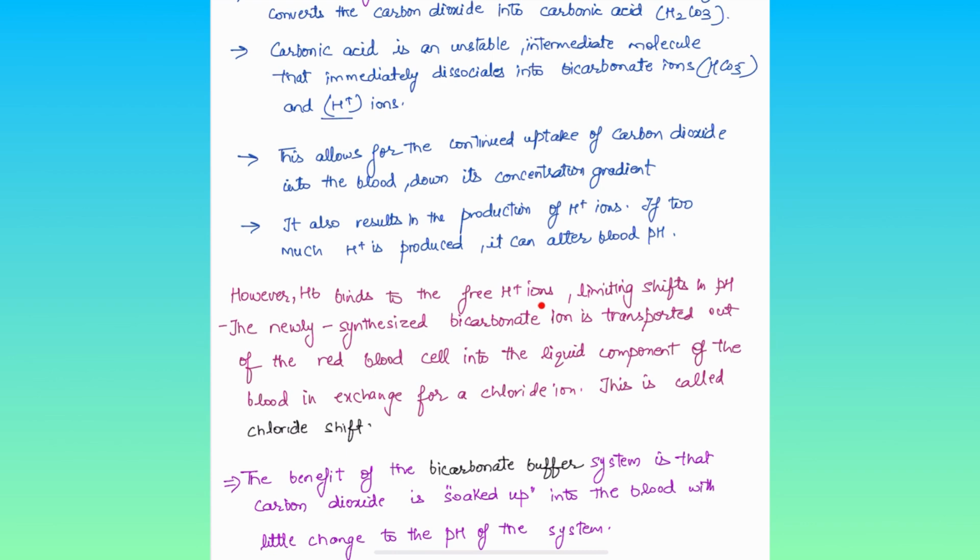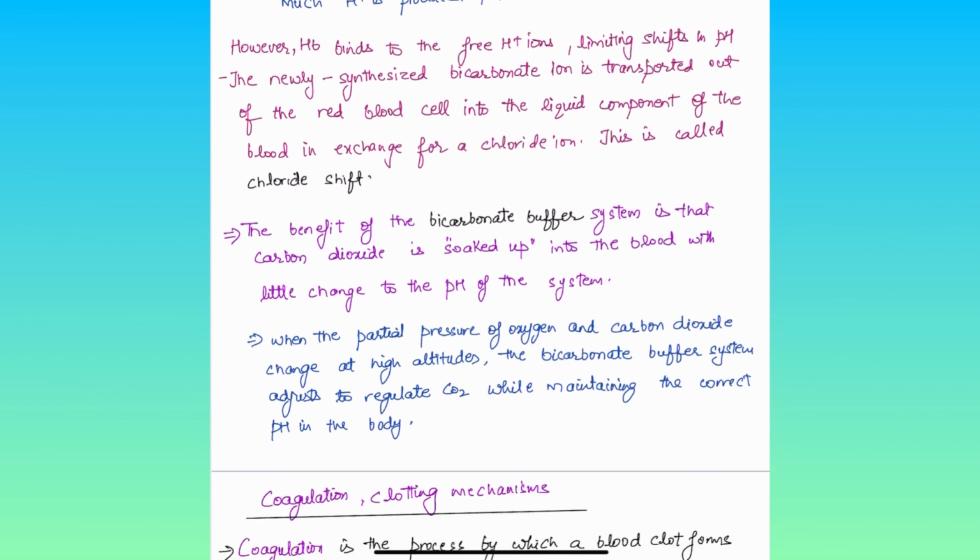However, hemoglobin binds to the free H+ ions, limiting shifts in pH, and the newly synthesized bicarbonate ion is transported out of the red blood cell into the liquid component of the blood in exchange for a chloride ion, and this is called the chloride shift.